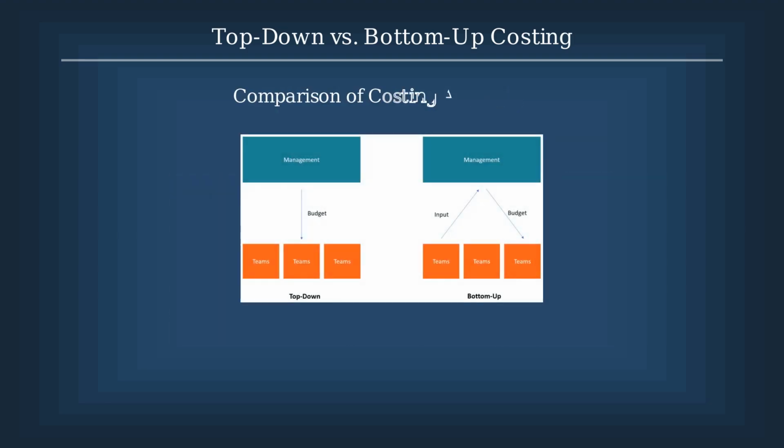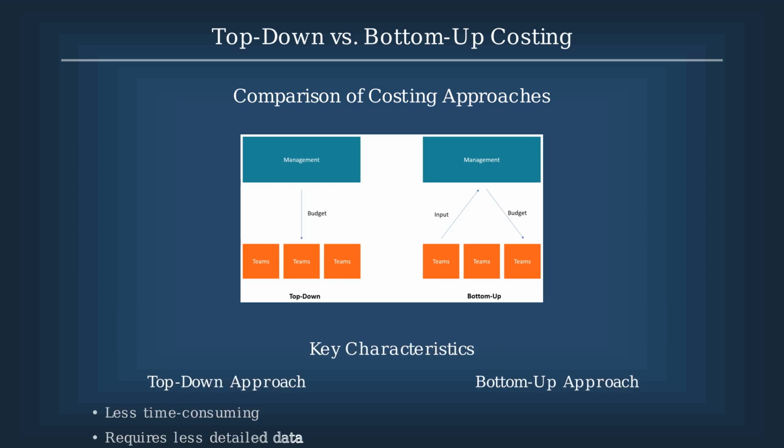Let's compare these two approaches side by side. In top-down costing, management provides a budget that flows down to teams. In bottom-up costing, teams provide input that informs management's budget decisions. Both approaches have distinct characteristics. Top-down costing is less time-consuming and requires less detailed data, but may miss important variations in resource use. Bottom-up costing is more precise and better captures true resource use, but is more resource-intensive to conduct and requires detailed data collection.